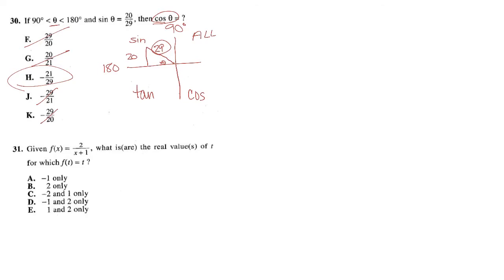31. This notation freaks kids out. It just means set your function equal to t, and then everywhere you see an x, change it to t. Okay, we're going to multiply that t plus 1 up and do our distributive property. So I have t squared plus t equals 2. We need to subtract our 2 over and do some factoring.